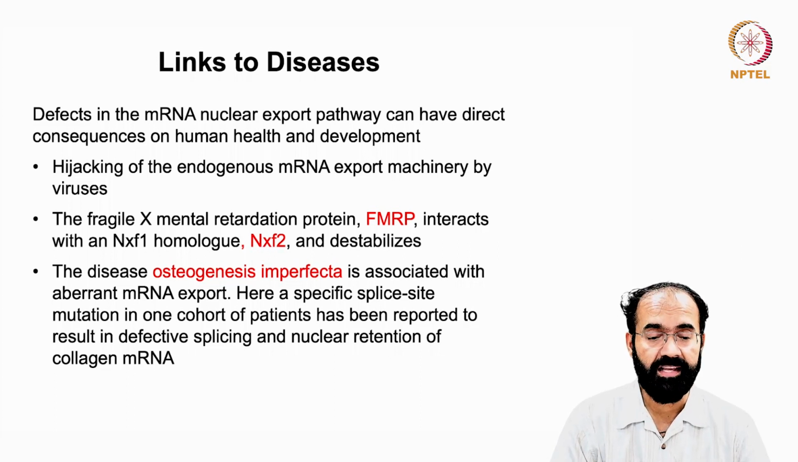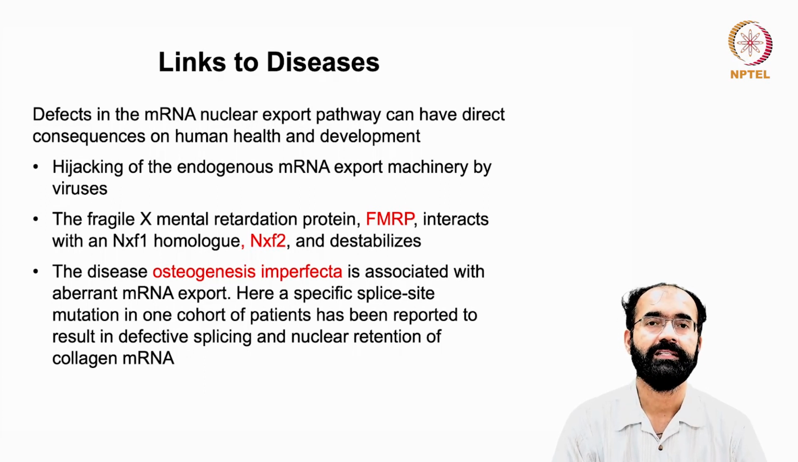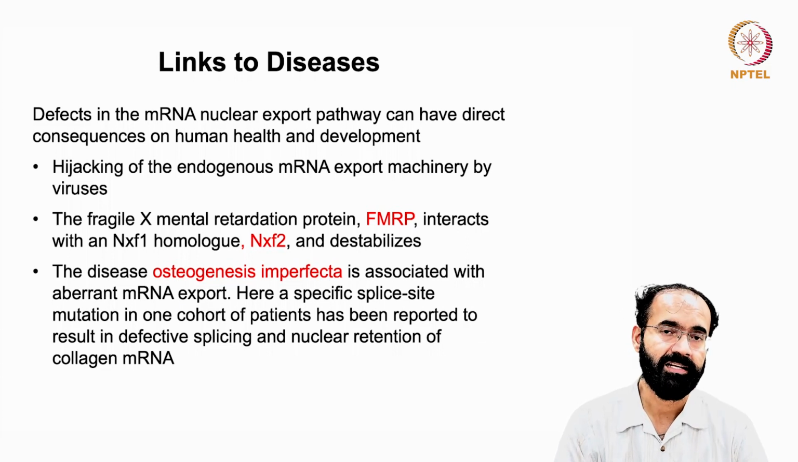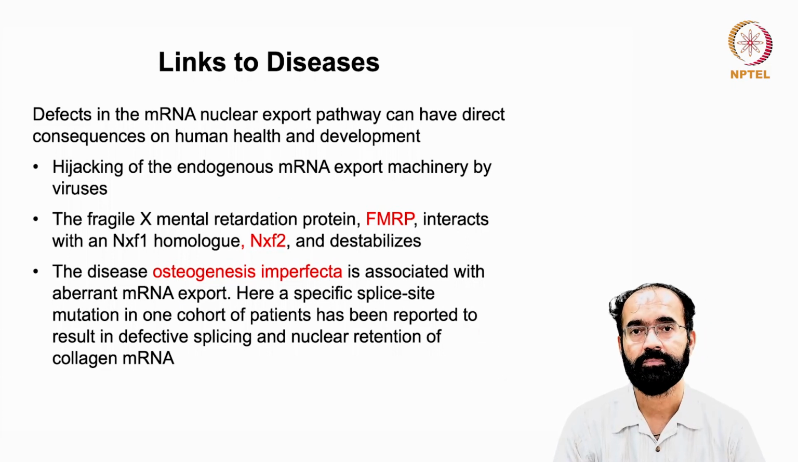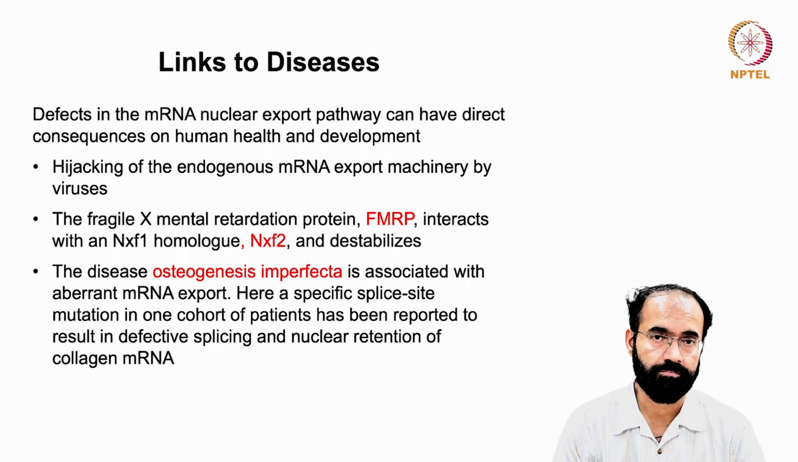Another example is the disease called osteogenesis imperfecta. Osteogenesis imperfecta is characterized by fragile bones. Normally the density of the bone becomes less and less, which makes you vulnerable to bone fracture, etc. And this osteogenesis imperfecta is associated with aberrant mRNA export.